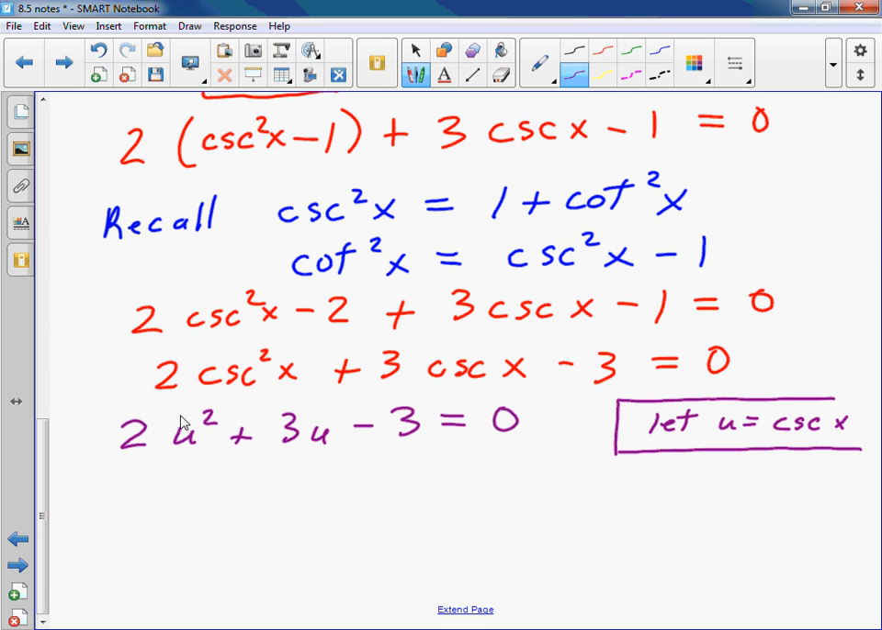oh, look, this is in what form? Quadratic. Yeah, this is in quadratic form. It's a quadratic.